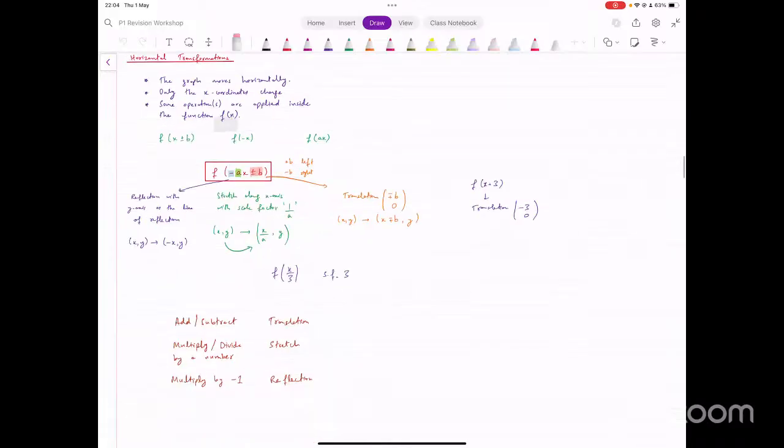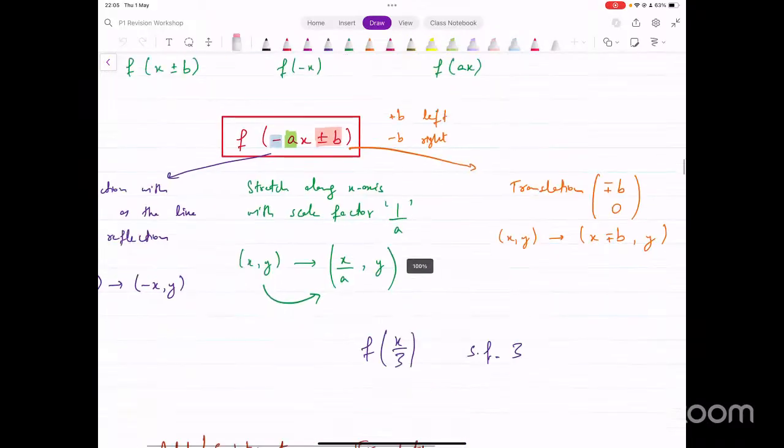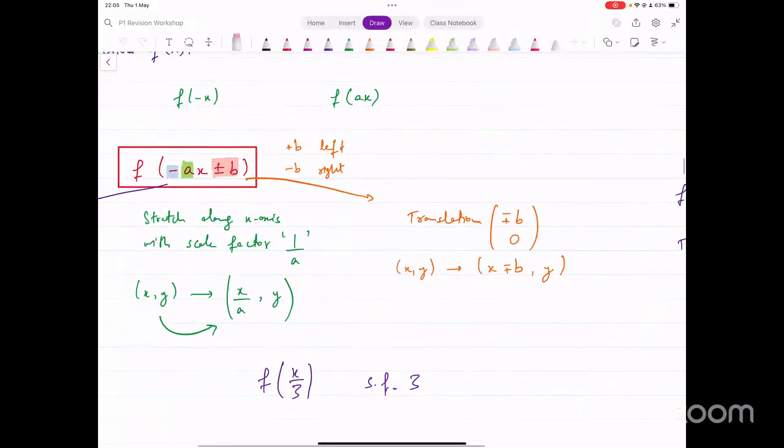Now there's a logic behind it, but this is the end result that we get from this. In horizontal transformations inside the function, plus b means you're going left, minus means you're going right. That's the rule that we've got. In vertical, plus means up, minus means down. In the function form, in horizontal transformations, plus means you're going left, minus means you're going right.